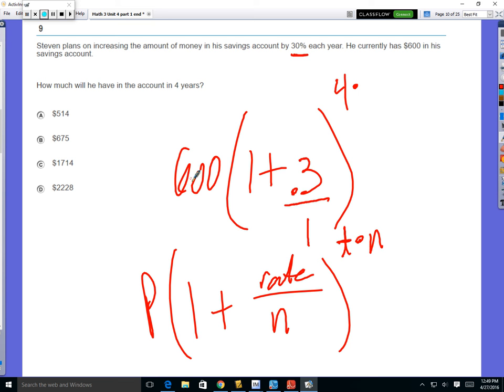So we got to set up 600 bucks, what you deposit, times 1 plus 0.3 divided by 1, because you're only going to compound it once a year. So n is 1. And 4 is the time in years. He's going to leave it in for 4 years times 1. So you do that, and that gives you 1714.